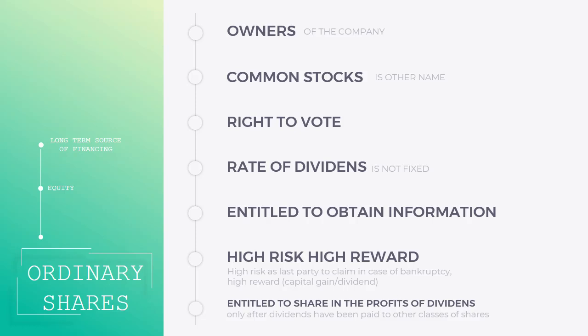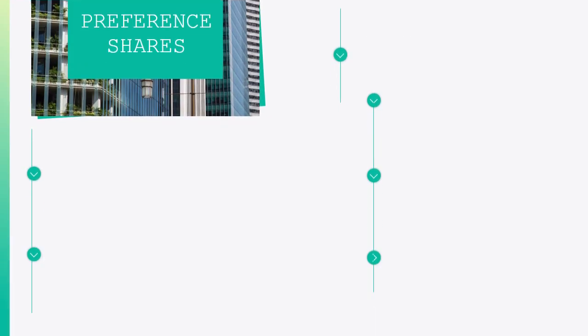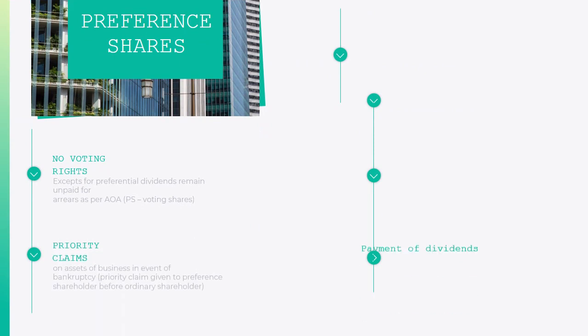Ordinary share is categorized as high risk, as it is the last party to claim in case of bankruptcy, as all companies' obligations must be paid first. But it is also high reward, as capital gain or dividend is received when the company is making profits. Ordinary shareholders are also entitled to share in the profits of dividends only after dividends have been paid to other classes of shares. A second type of stock, which a company may choose to issue, is preference share.